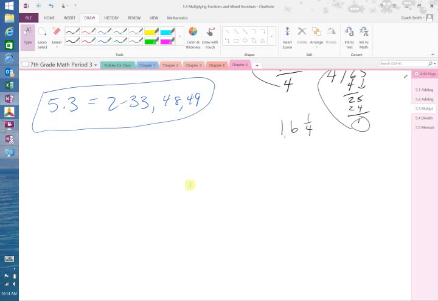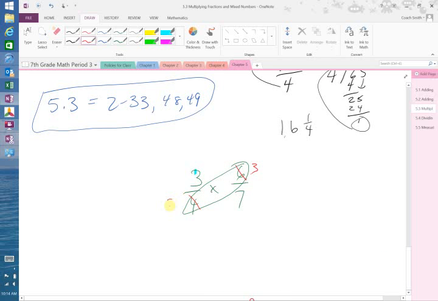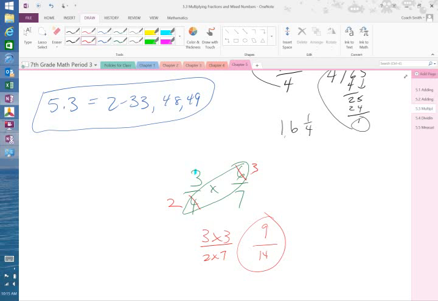No. Now, if we've reduced it down to, let's say, 3 over 4 times 6 over 7. Once you cross-cancel here, 2 goes into 6 3 times, 2 goes into 4 2 times. Now I take 3 times 3 on top, 2 times 7 on bottom. 2 times 7 is 14, 3 times 3 is 9. Once you've done the cross-canceling, you multiply straight across. You don't multiply that times that.